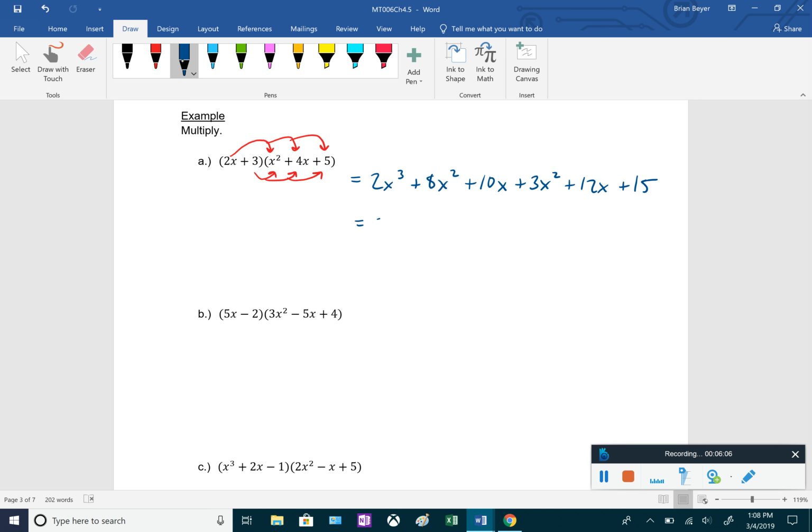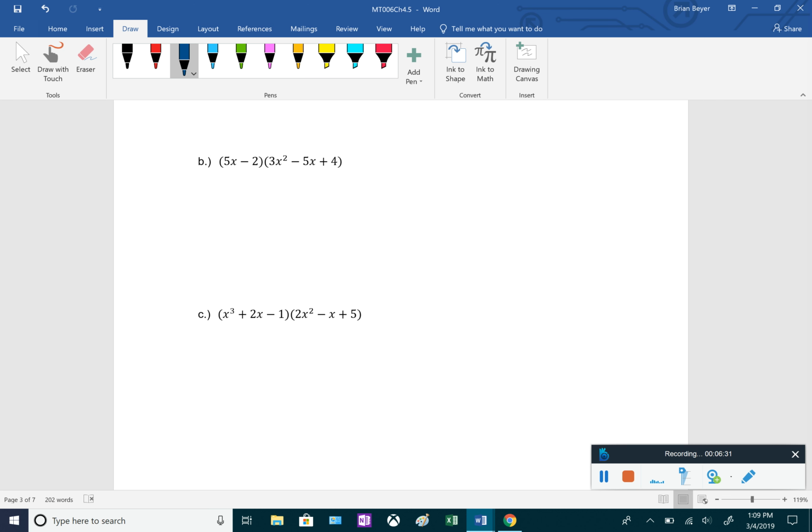So combining like terms, we have 8x squared plus 3x squared, so plus 11x squared. 10x plus 12x is plus 22x, and plus that 15. Okay, so that's the final answer for that one. And notice that we're writing all of these in standard form for polynomials, so descending order in terms of the exponents.